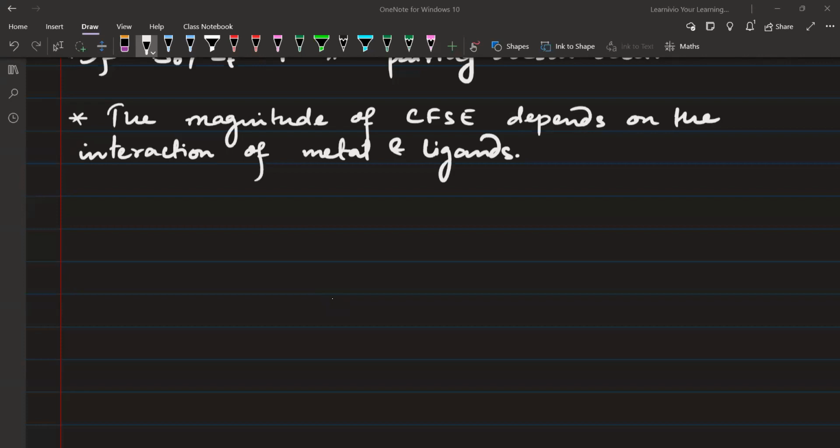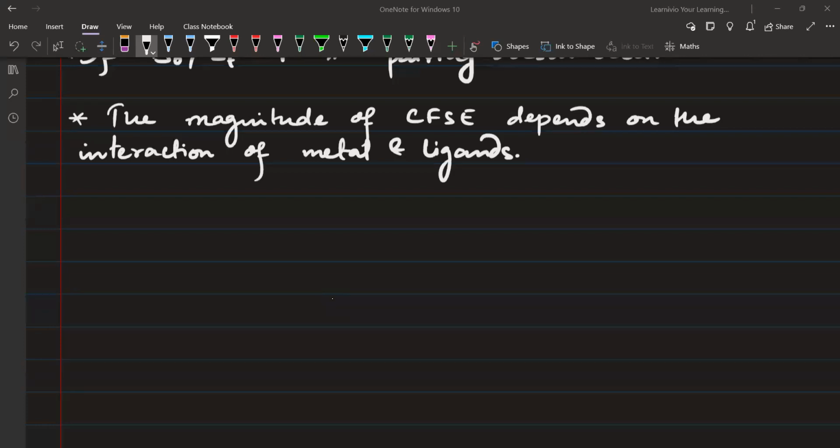So if the attraction between the metal and ligand is very high, the interaction will be high and the magnitude of CFSE will be very strong. Because if the ligand is pulled very intensely by the central metal atom, then it will face the d orbital electrons very intensely and there will be high repulsion. Similarly, there will be a reduction in the energy of the t2g level, an increase in the energy of the eg level. If the interaction is good, the magnitude of CFSE will be high.